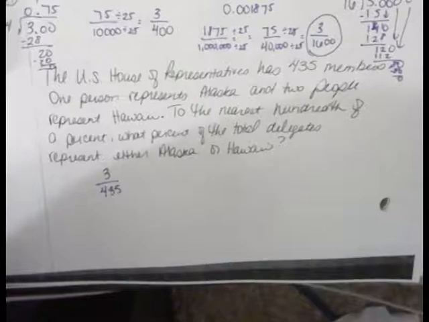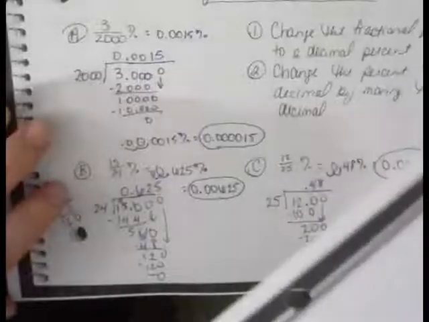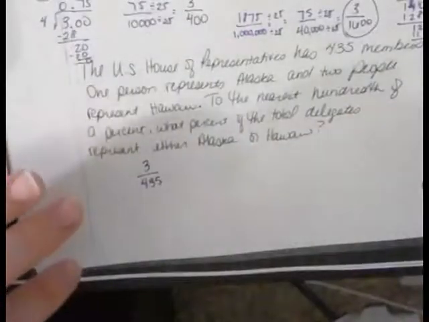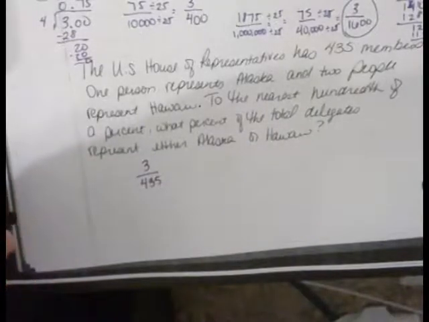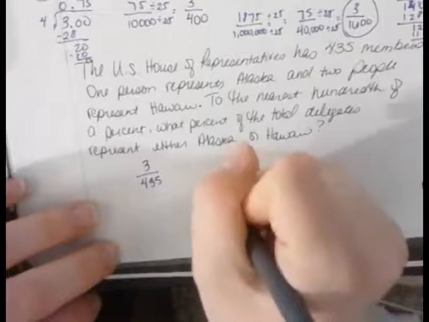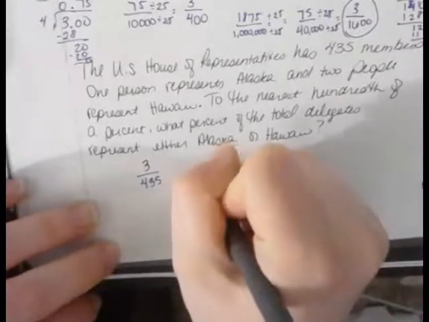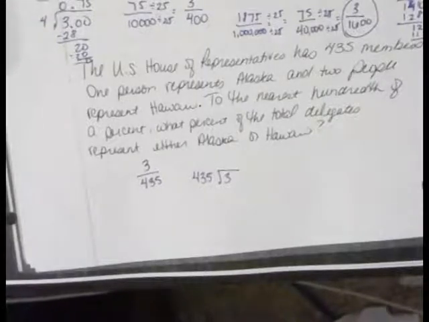So this is just like we were doing in previous lessons, where we're changing a fraction to a percent. To change a fraction to a percent, remember we want to change it to a decimal. So to change a fraction to a decimal, we divide our numerator by our denominator. So we have 3 divided by 435.